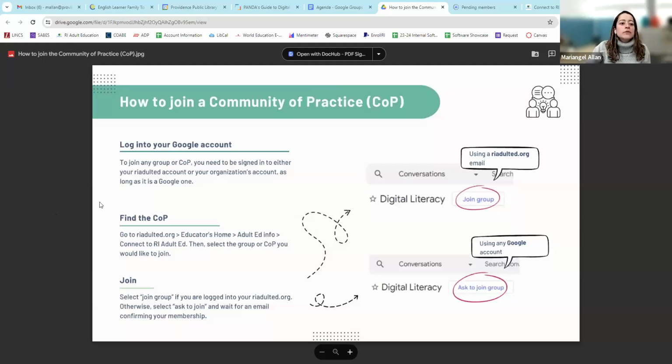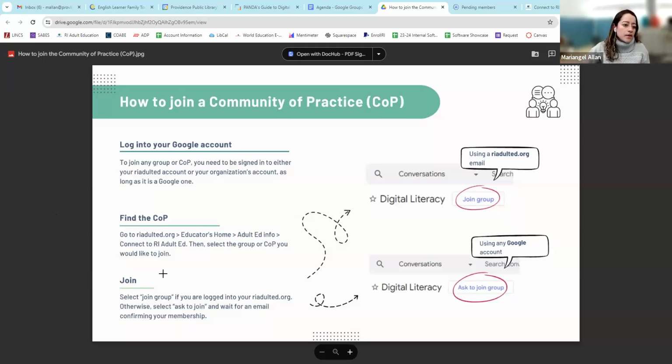So let me share again the agenda, so we can finish those points. Oh, another thing that is advantageous with having an Adult Ed account is, I'm going to share that, just to give a bit of a visual aid. You can use, like we mentioned, any Google account or any Google email to join either COPs or Google Groups.